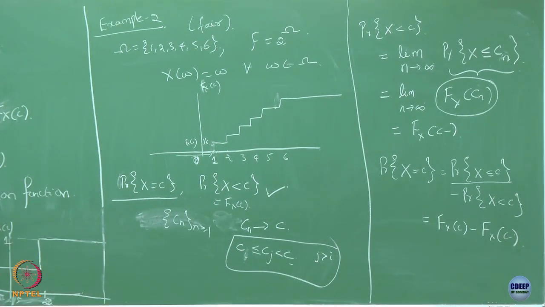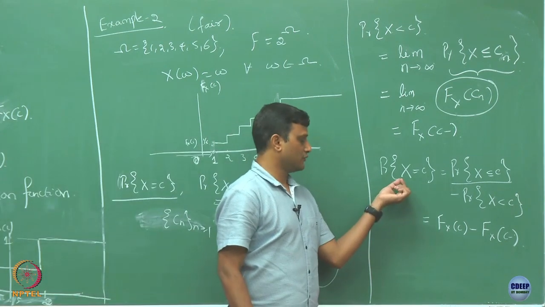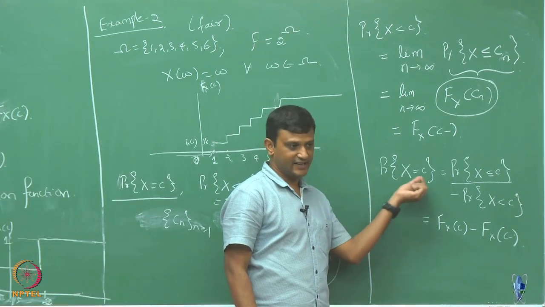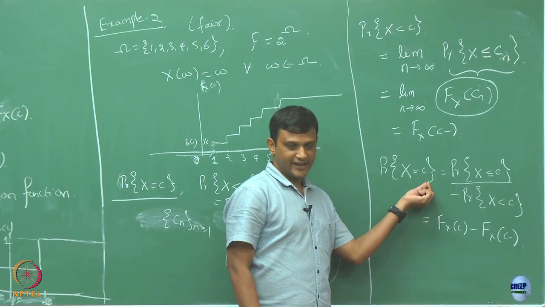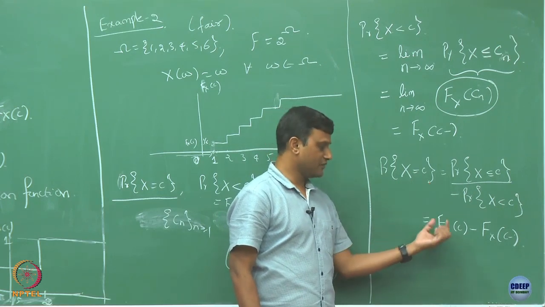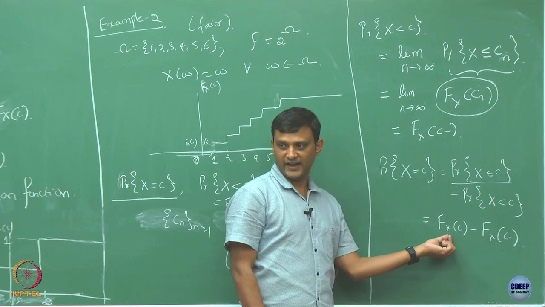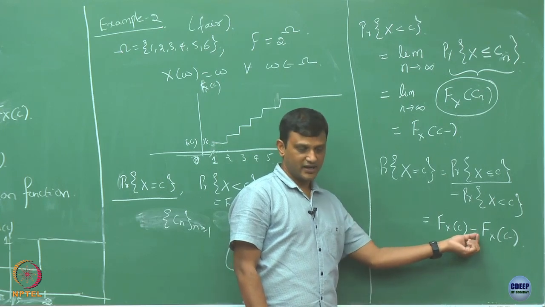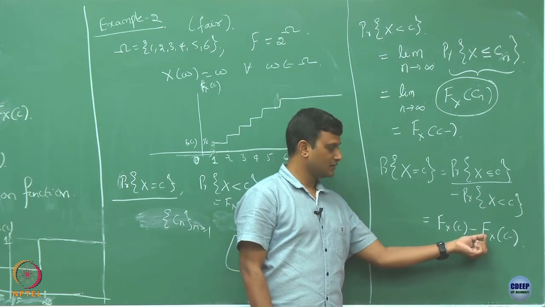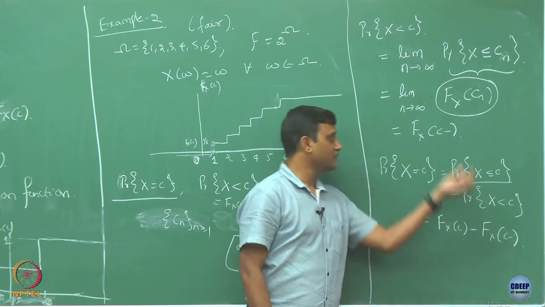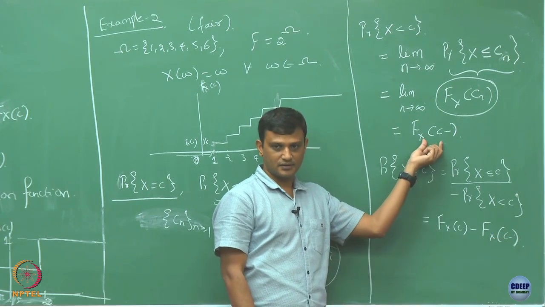So if you want to find the probability that X takes exactly the value c, you can express that in terms of your F function by computing F_X at c minus F_X just before c, which is defined in this fashion.